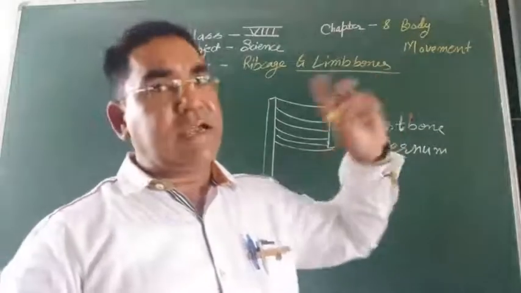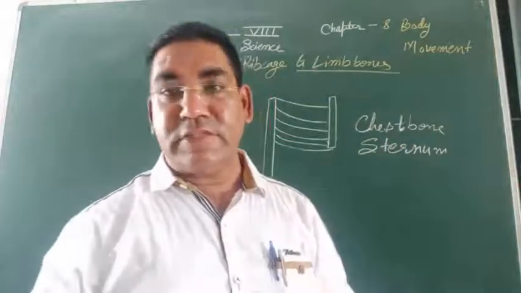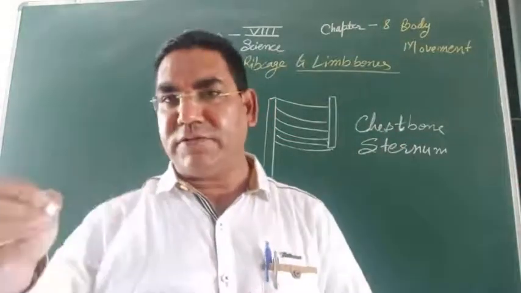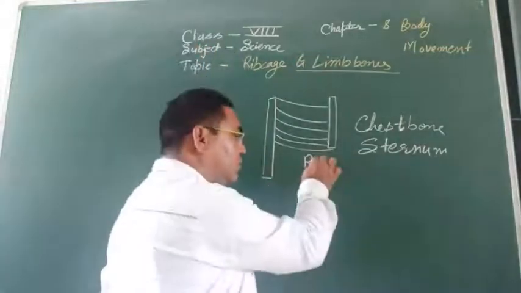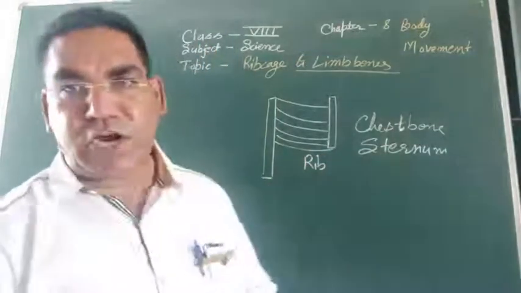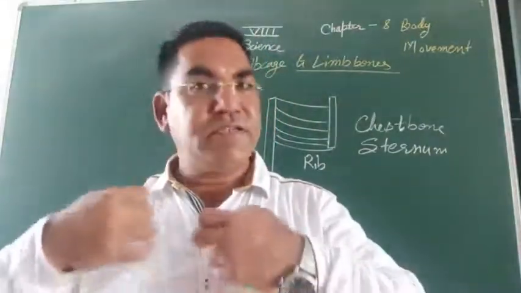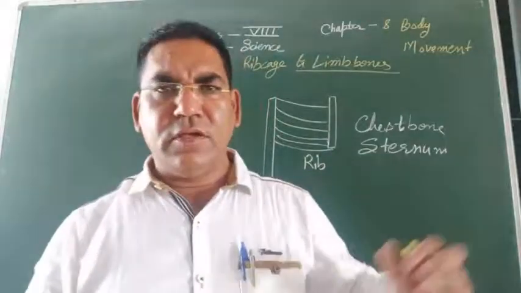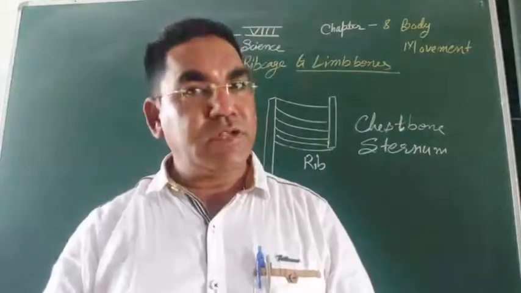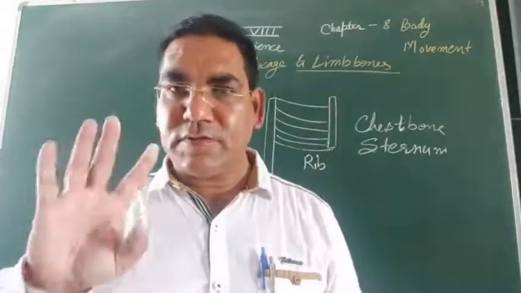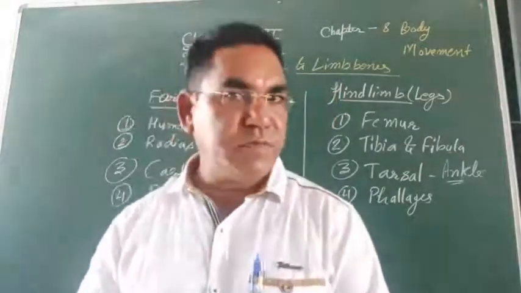Now look over here. Some of the ribs directly join with the vertebral column. Some of the ribs are flat, long bones which provide protection to the lungs, heart and chest part also. To provide protection, it forms a cage-like structure which is known as the rib cage. Got it? Now look at the diagram given on page number 79.